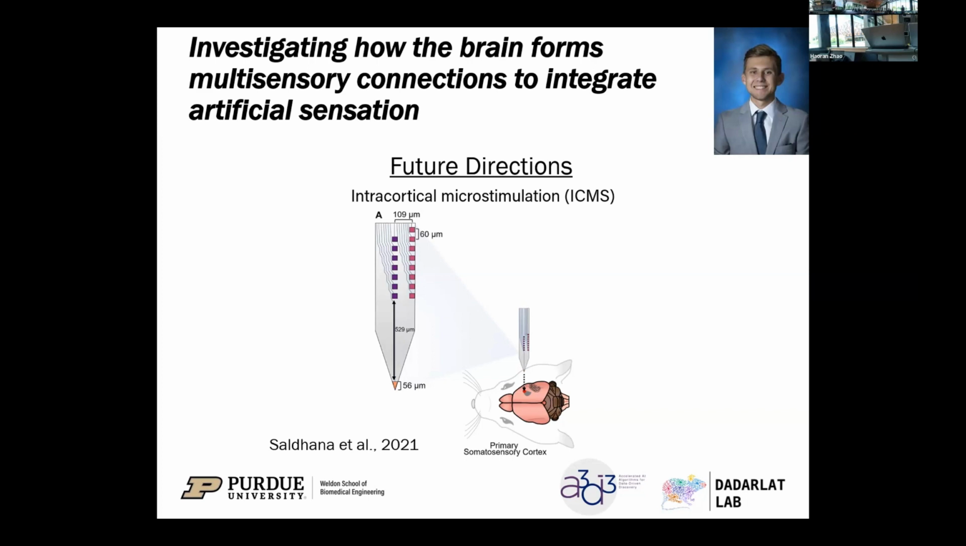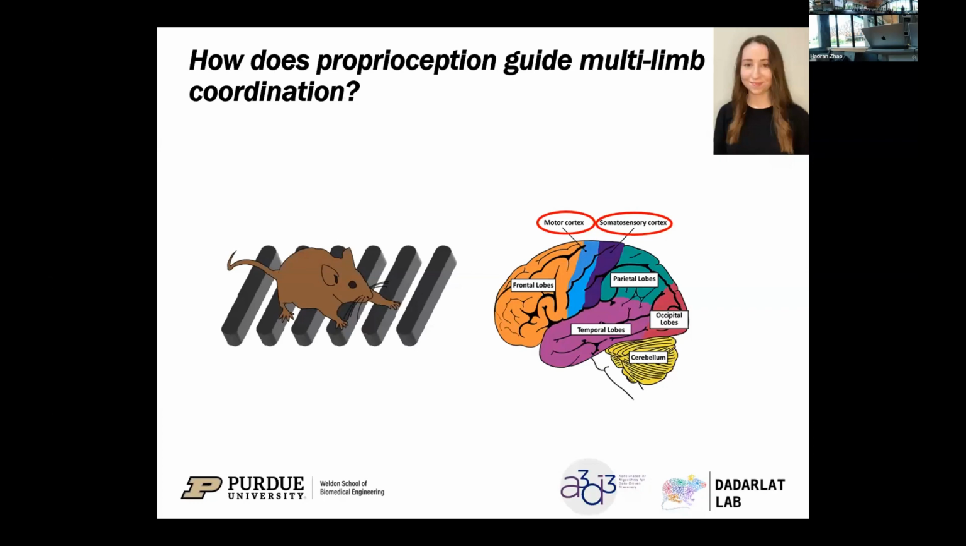And this can hopefully provide insight into how, in humans, we can better develop sensory prostheses. So then I'll go into my work quickly. I'm going back into the natural sensation, but I'm also incorporating a motor component into it.